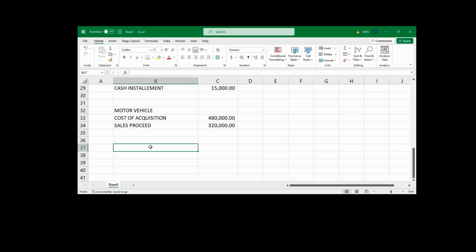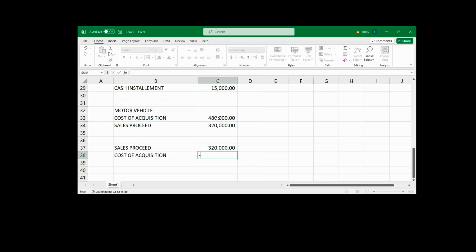If you want to calculate the capital gain, are you going to make a gain or loss? A loss. If you minus the cost of acquisition, which is 480, that means you make a capital loss. Capital loss of how much? 160,000.